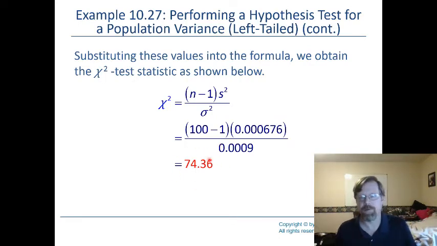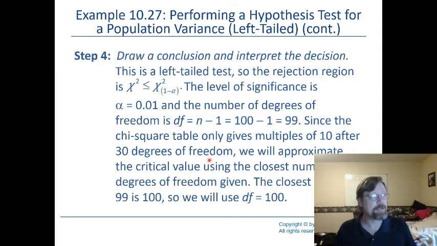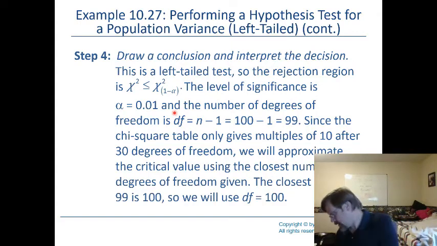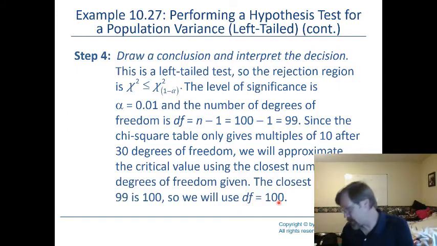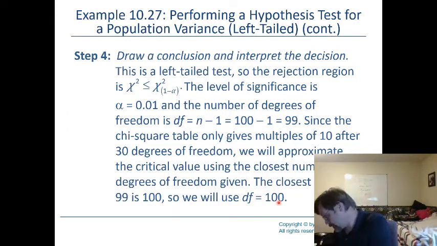As we said, this is a left-tailed test, so the level of significance was 0.01. Degrees of freedom was 99. If I'm using the table, it skips from 90 to 100. It starts going by tens after 30. The closest value to 99 is 100, so we'll go ahead and use 100. I'm seeing 118.498 for that.